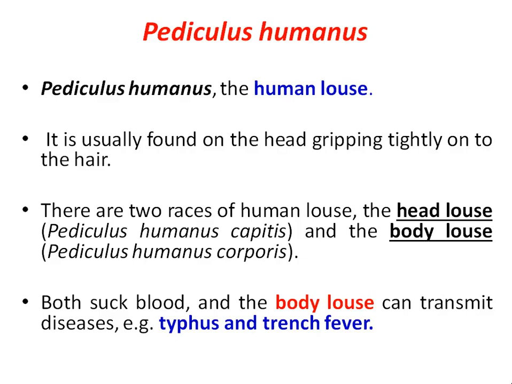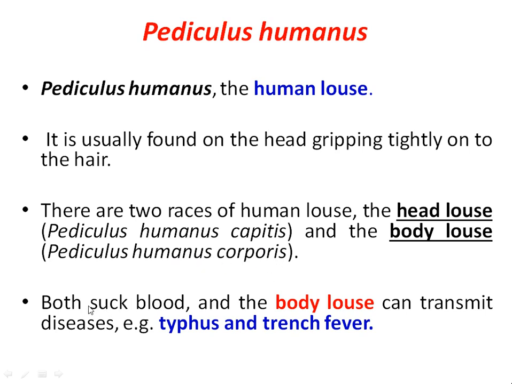Pediculus humanus is what is called the human louse. It is usually found on the head, gripping tightly onto the hair. For gripping, the legs or the appendages play a very important role. All the appendages are legs which end with sharp horny claws. There are two races of human louse, as we have seen: head louse, humanus capitis, and body louse, humanus corporis.